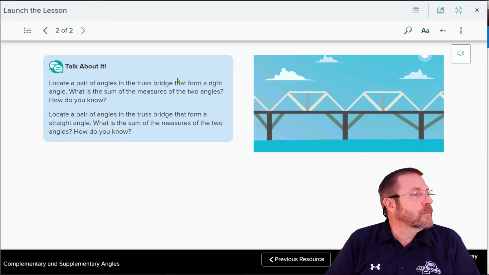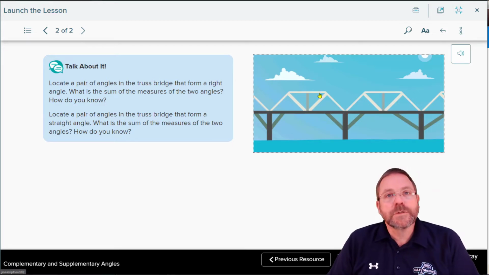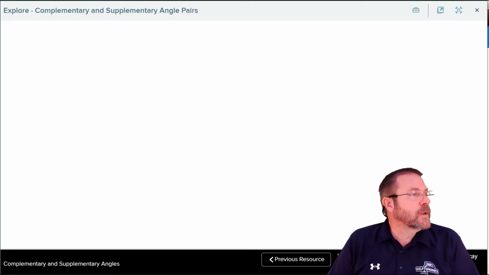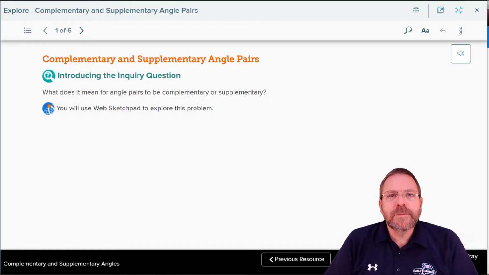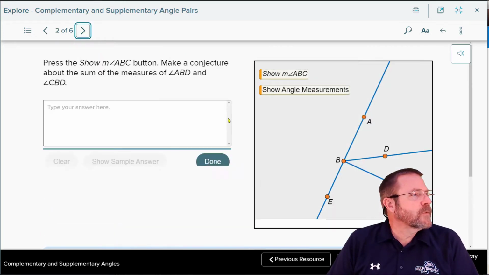To locate a pair of angles in a truss bridge that form right angles, what is the sum of the measures of the two angles? So if you take this right angle and that right angle, you add these two up, you make a straight line, which is going to be, of course, 180 degrees. Let's keep moving here. Our inquiry question asks, what does it mean for an angle to be complementary or supplementary? Well, let's see what they have to say.